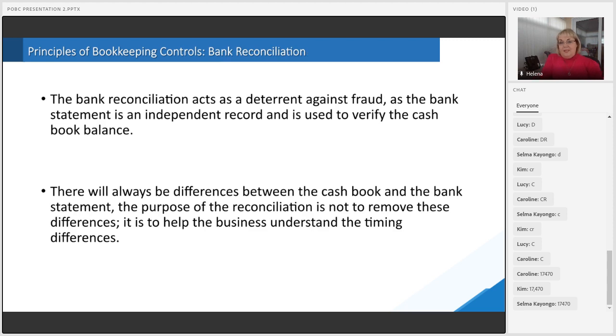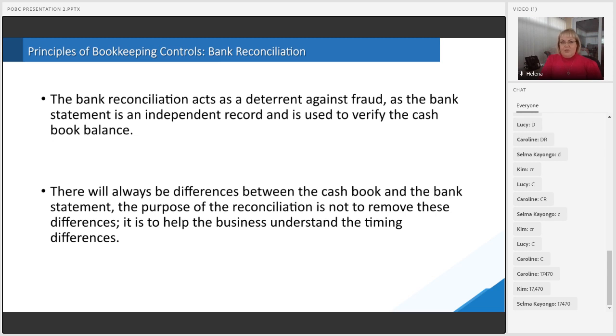We have to do as a business, and generally it's on a monthly basis. It can be more frequent, but generally you'll find it's a monthly basis, a bank reconciliation. And a bank reconciliation acts as a form of deterrent, because what you're doing is you're comparing the business's records that you're responsible for to the bank's records, and therefore you're comparing your records to an independent party's.